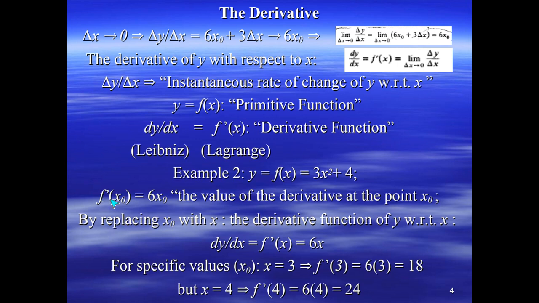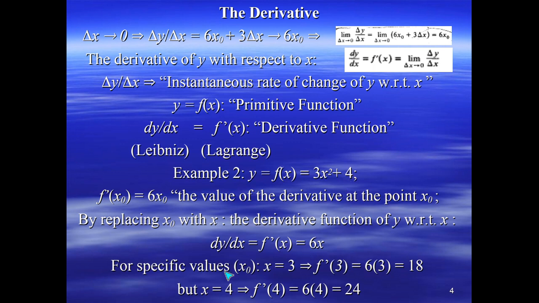So f prime of x0, which is the derivative function of f of x at the point x0, is 6x0. The value of the derivative at the point x0, it means. If we replace x0 by any x, then we obtain the derivative function of y with respect to x in terms of x, which is dy over dx, which is equal to f prime x, and which is equal to 6x. This is the derivative function of this primitive function, 3x squared plus 4, you see.